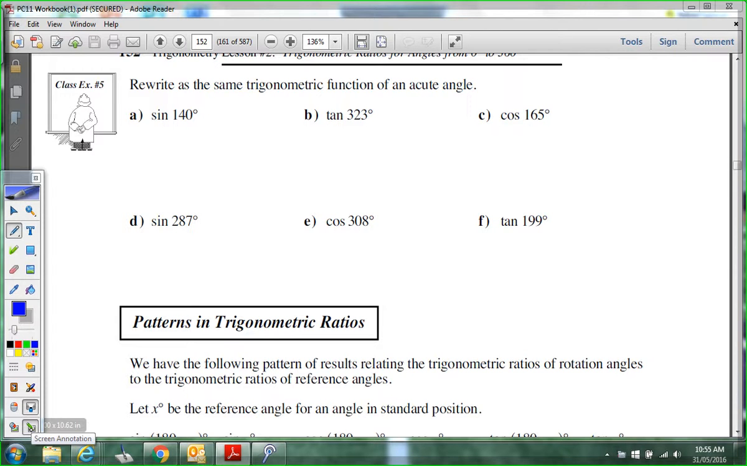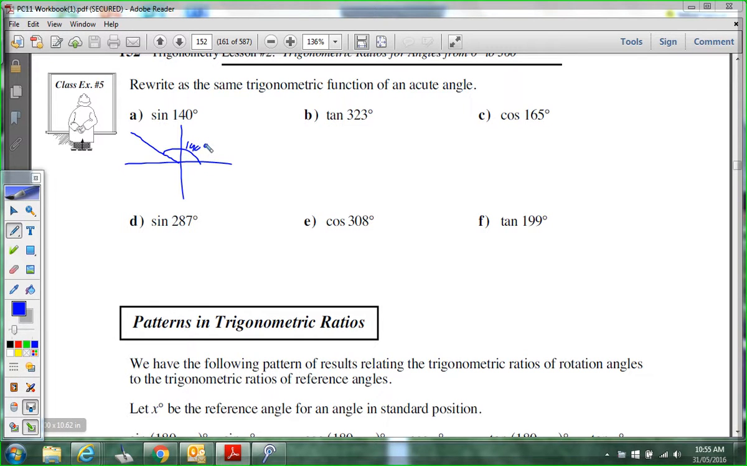Okay, so it says rewrite the same trigonometric function as an acute angle. So what's an acute angle? Let's go with that. Less than 90. So when we write it with something less than 90, so 140, this is what we have to do, and you're going to have to use reference angle. That's what it's talking about. So if I draw this, 140 is right about here, correct? This is about 140-ish.